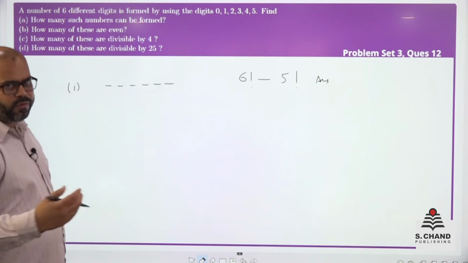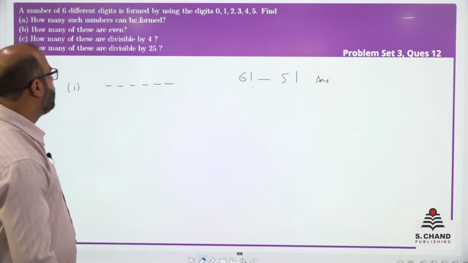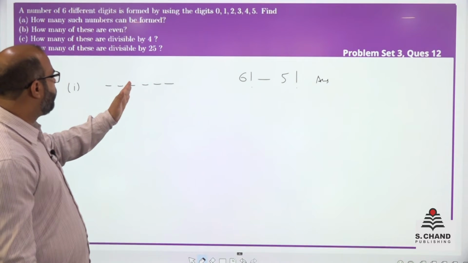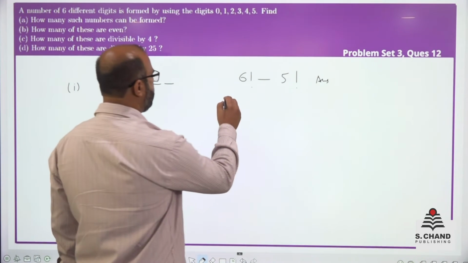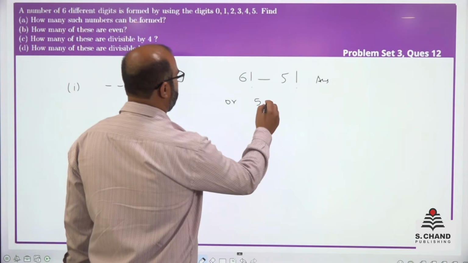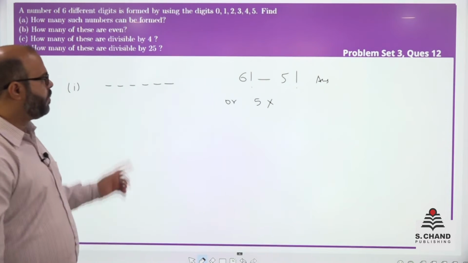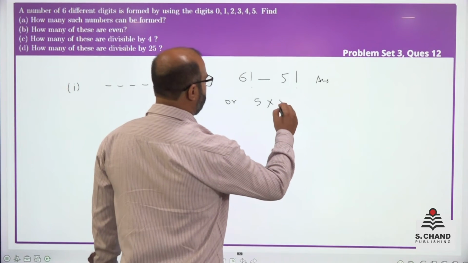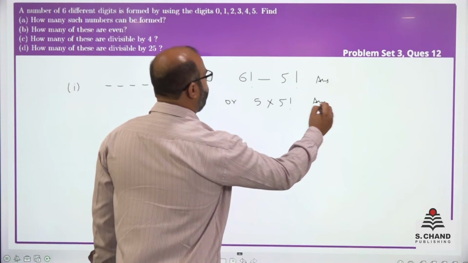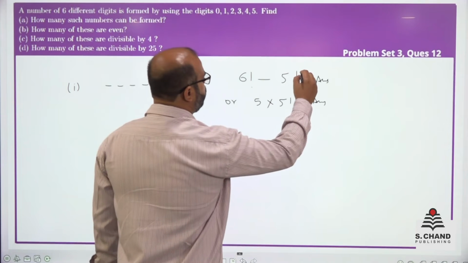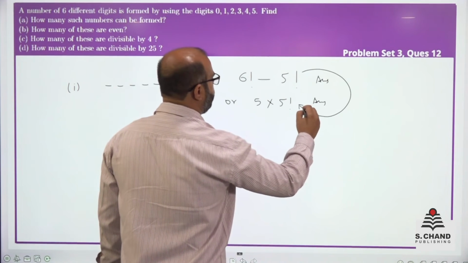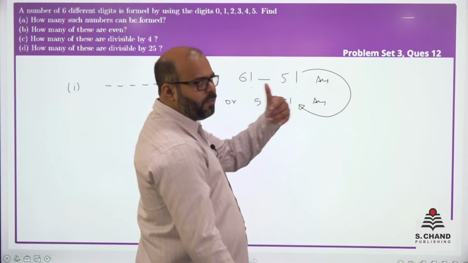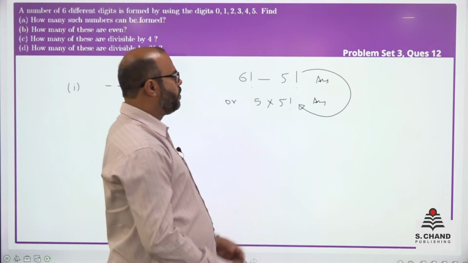There is another way of doing this also: you place 0 in any one of the 5 places in 5 ways, and the remaining 5 places are arranged by the 5 other digits in 5 factorial ways. Both give the same answer. When you solve, you will find that both are the same. One is by elimination, another by inclusion.